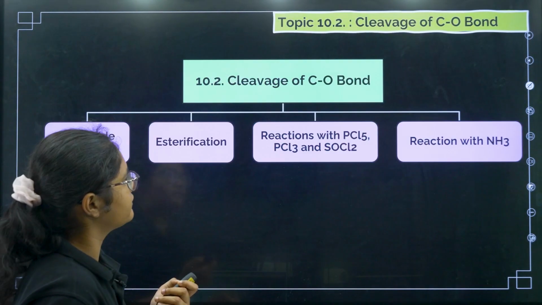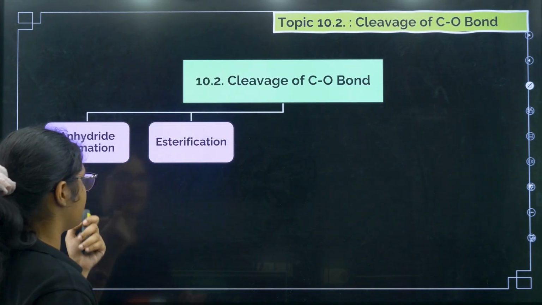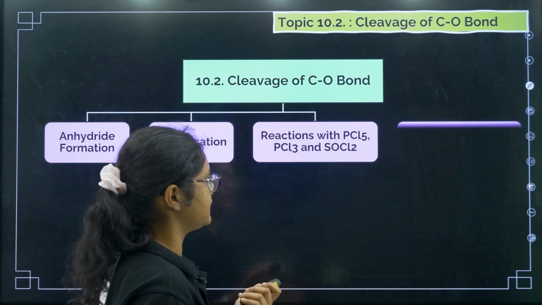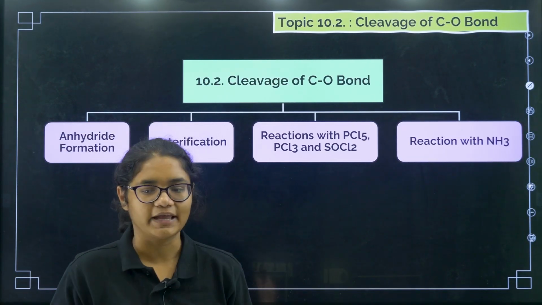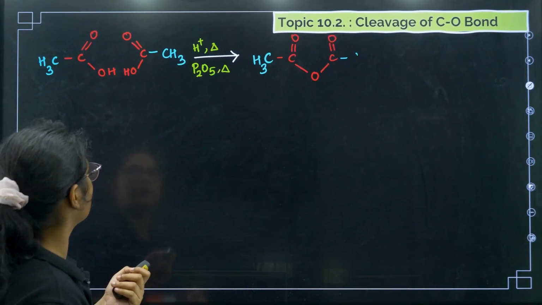Okay. So, we will go to the next one. Here we have anhydride formation, esterification, reactions with PCl3, PCl5 and SOCl2, and reaction with NH3. 4 reactions we have, right? So, we will see them one by one now.